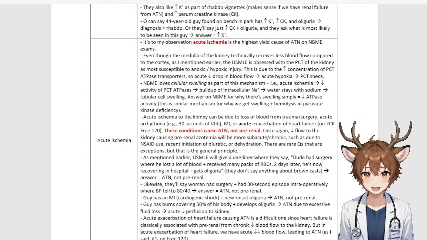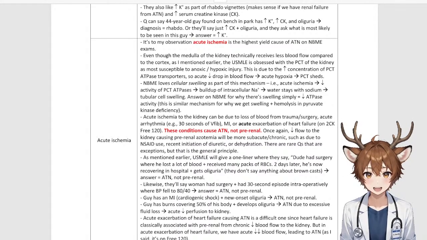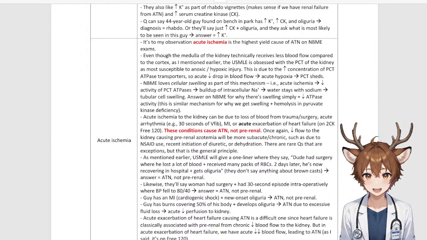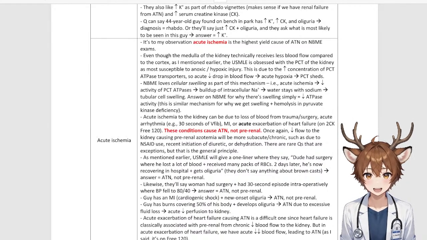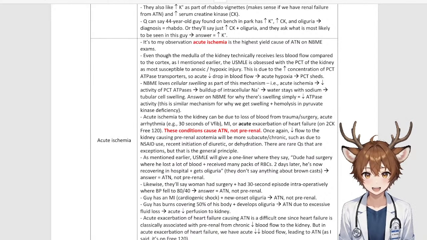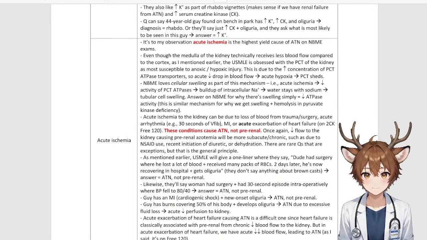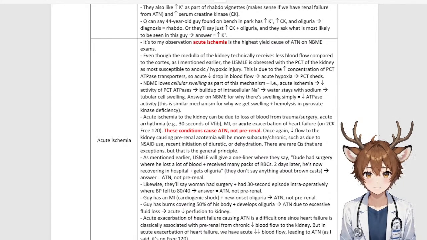As mentioned earlier, USMLE will give a one-liner where they say, dude had surgery where he lost a lot of blood, plus received many packs of RBCs. 2 days later, he's now recovering in hospital, plus gets oliguria. They don't say anything about brown casts. The answer should be ATN, acute tubular necrosis, not prerenal. Likewise, they'll say woman had surgery plus had a 30-second episode intraoperatively where BP fell to 80/40. The answer should be ATN, not prerenal.